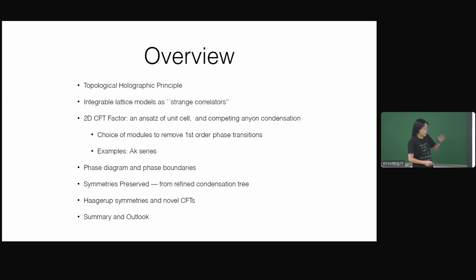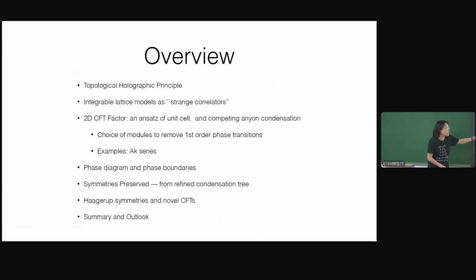So in my talk, I'll first describe the topological holographic principle that is going to play a central role in our construction, and then I will describe the observations that were made in the condensed matter literature called the strange correlators. Based on these observations, we figured out the basic pattern behind them, making use of the mathematics of tensor categories. That allows us, first of all, to reconstruct all the examples that were observed before, and then to generalize them to new examples.